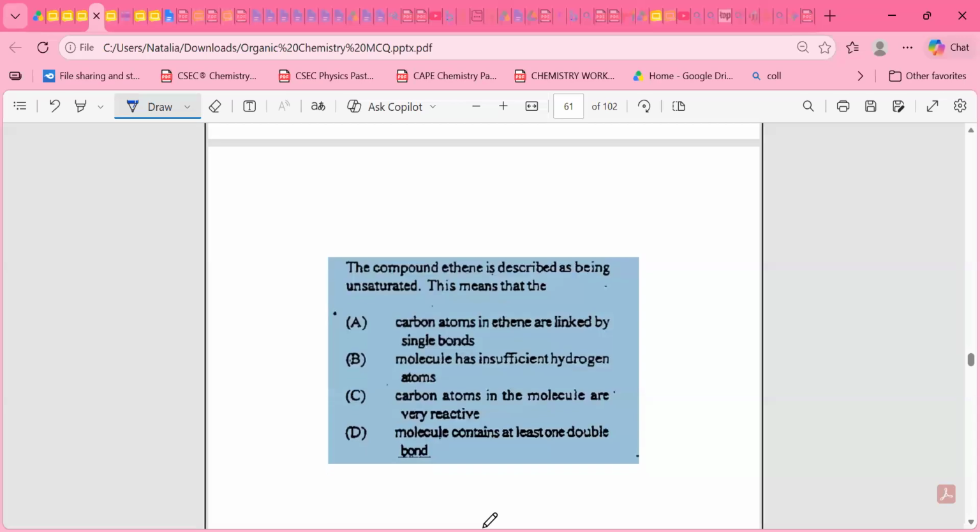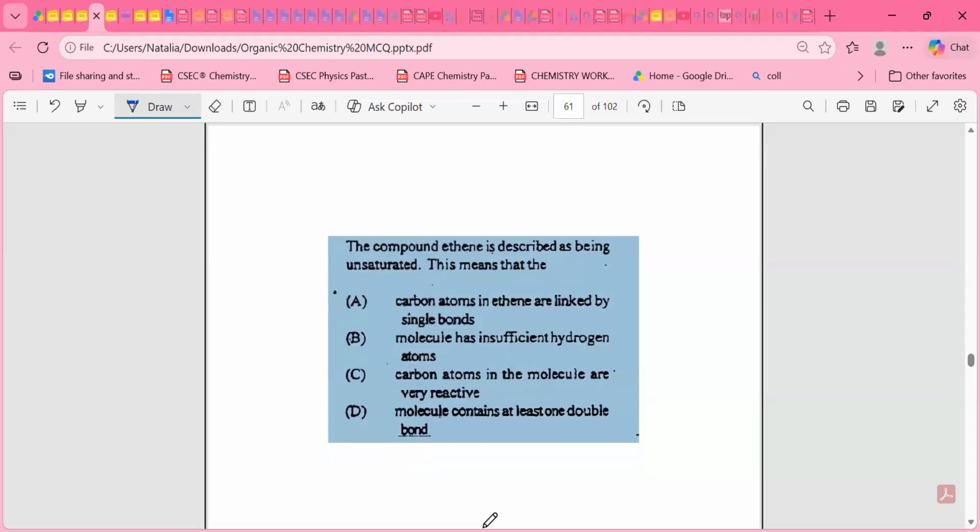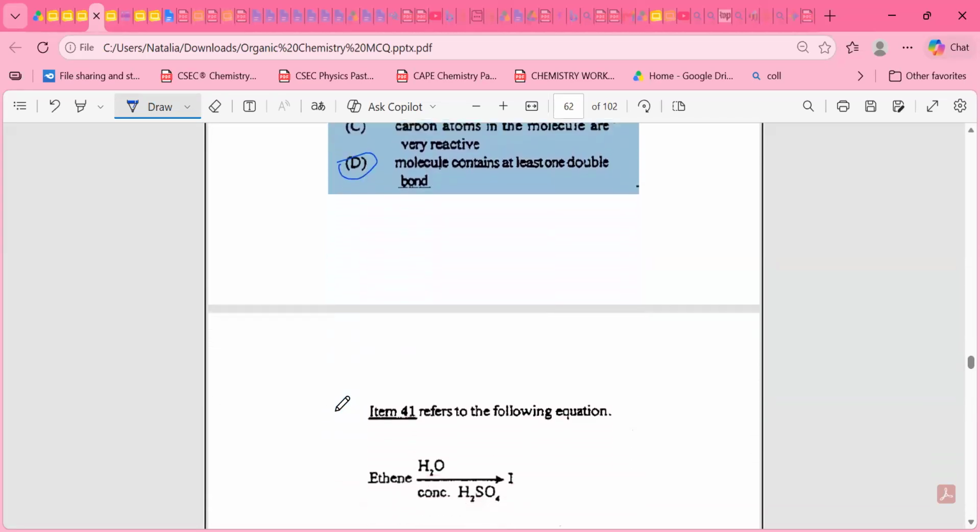A compound ethene is described as being unsaturated. I'm just so upset that I went through these things.